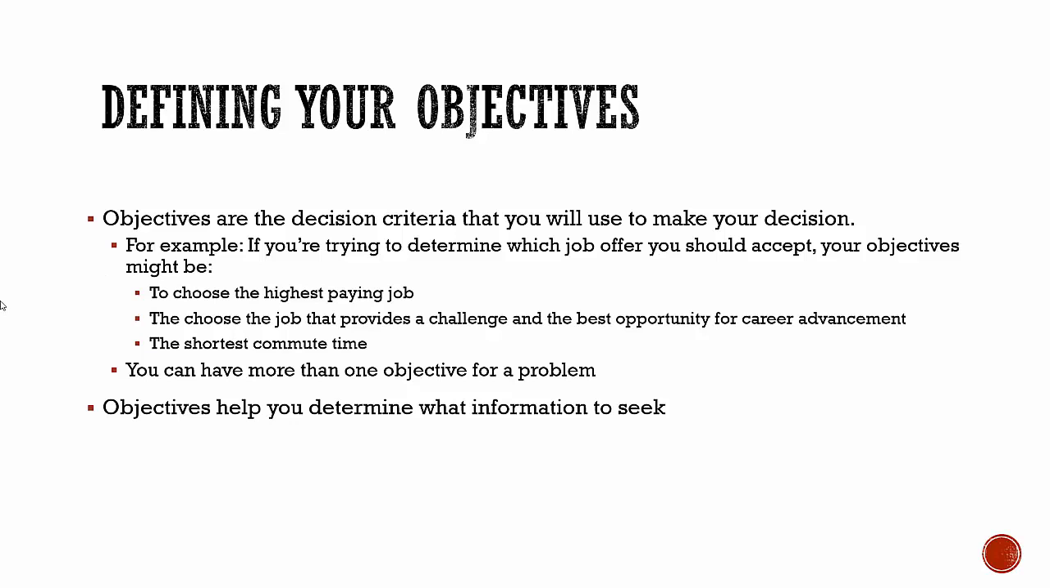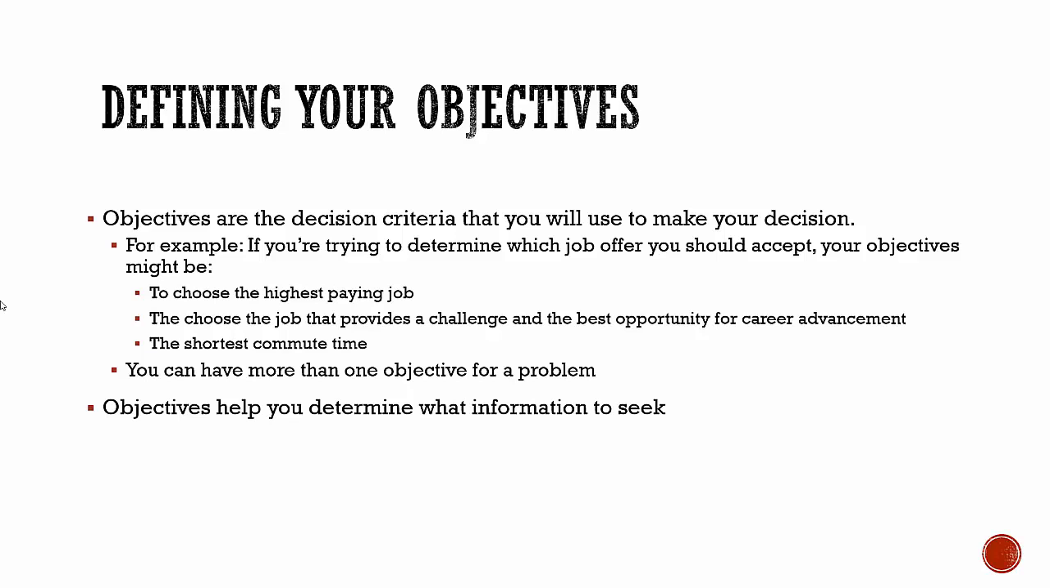For example, if you're trying to determine which job offer you should accept, your objectives might be to choose the highest paying job, to choose the job that provides a challenge and the best opportunity for career advancement. And another thing might be that you want a short commute time. You don't want to spend an hour on the road every day to get to and from work.